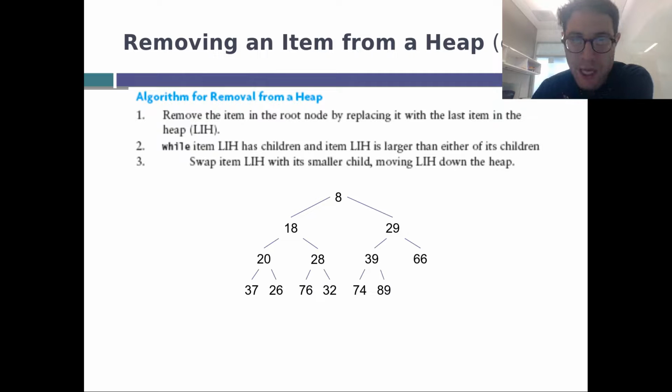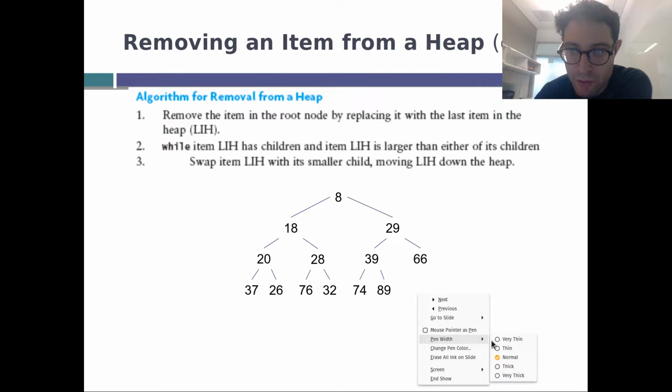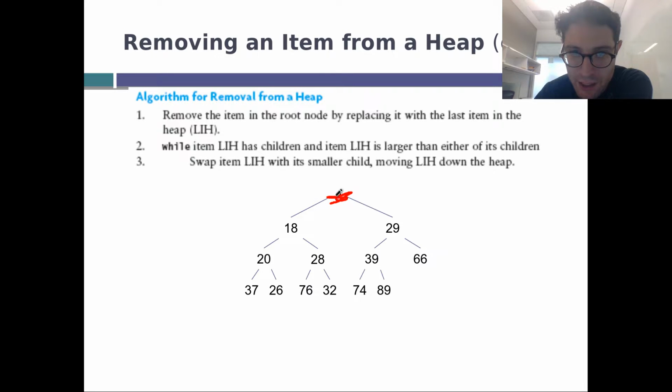So let's go ahead and see what would happen if I were to remove another thing. Let's go with this. So let's say we wanted to remove another item. We'd remove 8, and we'd move 89 up there. So now 89 needs to sink to the bottom.